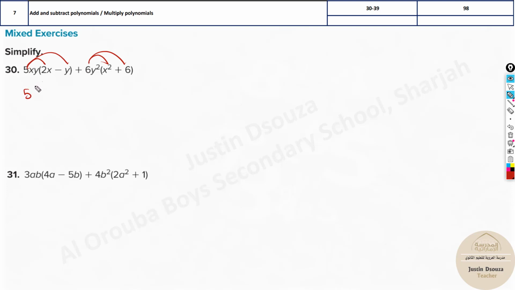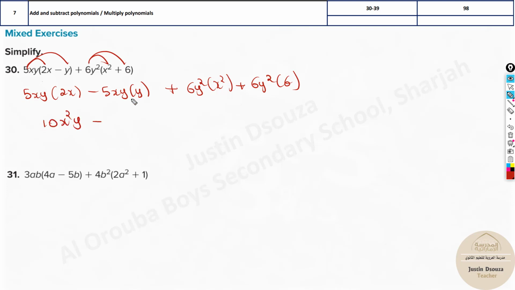It's going to be 5. I'll write it in detail now. 5xy times 2x minus 5xy times y. This is what happens. Plus, now multiply this. It's plus 6y squared into x squared plus 6y squared into 6. Now what happens? 5 times 2 is 10x squared y minus 5xy squared plus 6x squared y squared plus 6 times 6 is 36y squared.